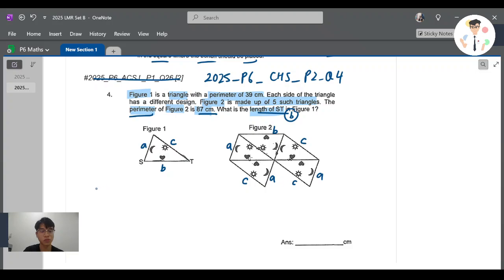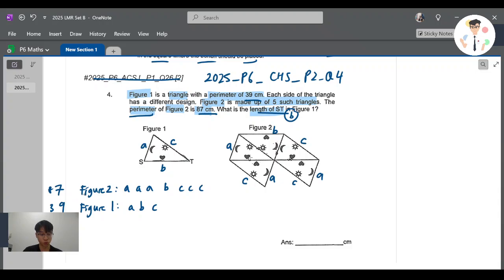Now if you put it alphabetically nicely, figure 2, I know, is 87 cm. And figure 2 has what? I have A, and A, 3 of them, yes. And B, I have only 1. C, I have 3, so C, C, C. And figure 1, I have A, B, C, okay? A, B, C, and that is actually 39 cm.